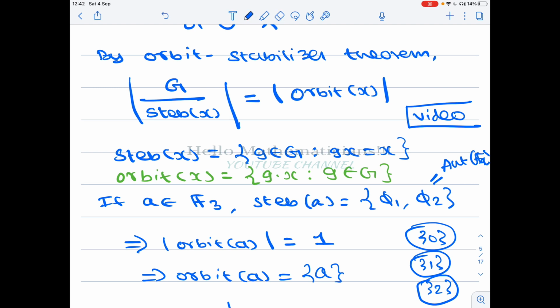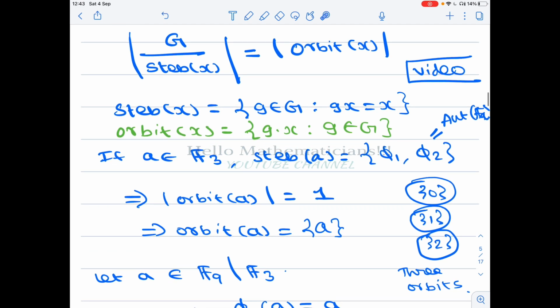Therefore its stabilizer will have only one element. Whatever g you take, gx will be x. Therefore this will be singleton x in case of prime subfield, if the element comes from the prime subfield.